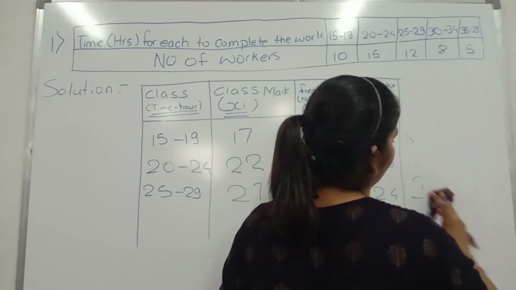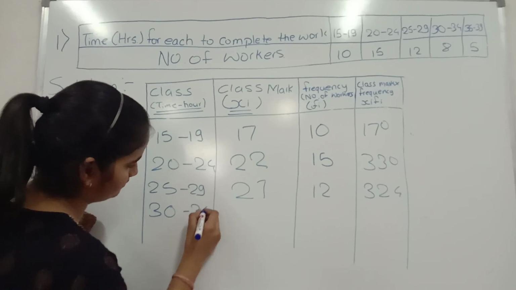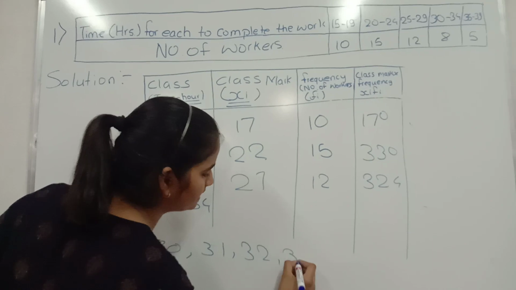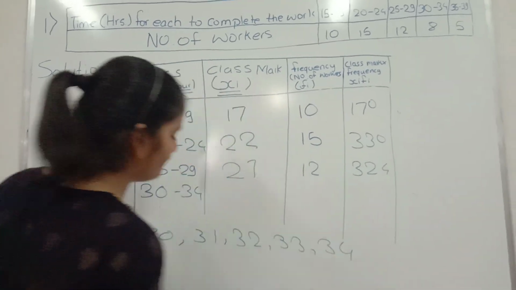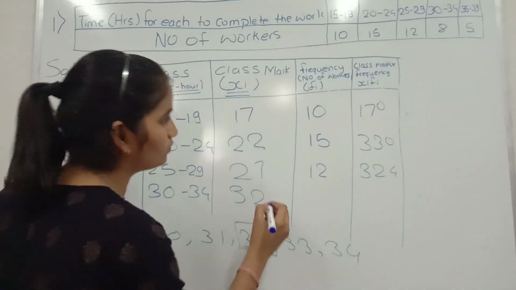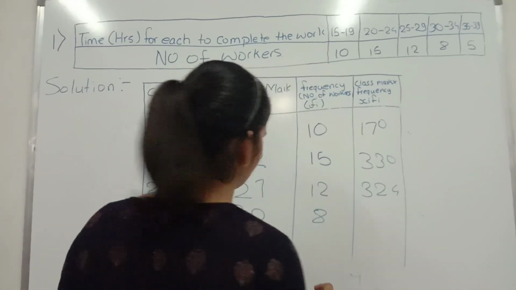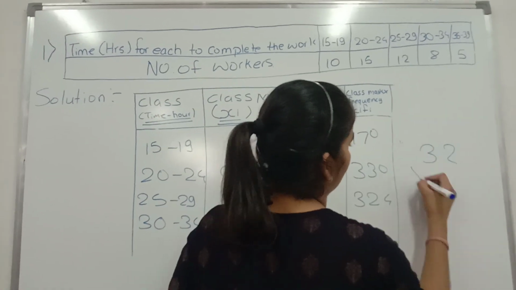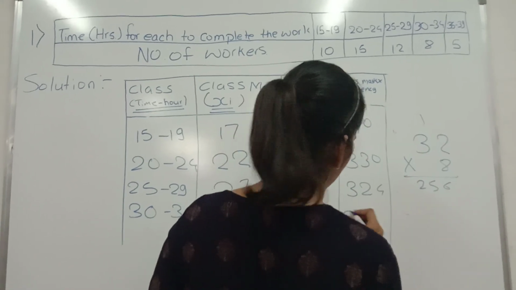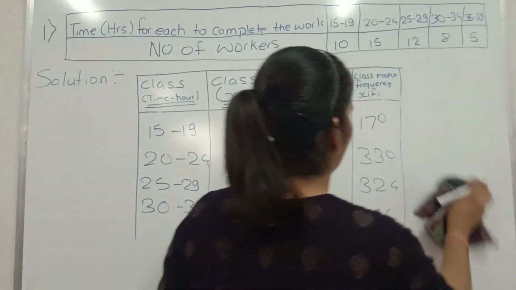Talking about the fourth one. What is the fourth one? 30 to 34. Same process. 30, 31, 32, 33 and 34. Which one is the middle? Of course 32. So here we are going to take 32. What is the frequency? It's 8. So again we have to do the multiplication of 32 multiplied by 8. 8 twos are 16, 8 threes are 24 plus 1, 25. 256. Fourth one is also done.